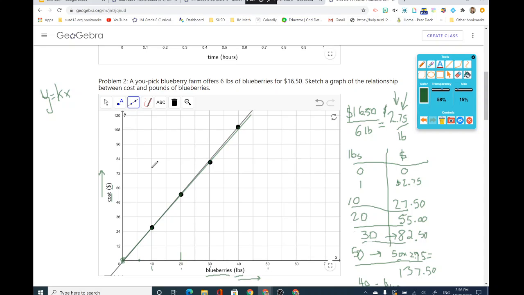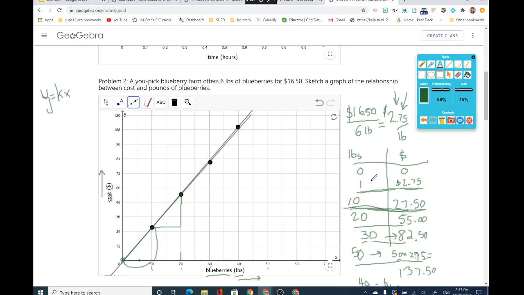Okay, this is a proportional relationship. That means for every 10 pounds of blueberries you buy, the price increases $27.50. For another 10 pounds of blueberries, the price increases again $27.50. We get that right here. See? 10 pounds costs $27.50. Or 1 pound costs $2.75. We call this a proportional relationship.